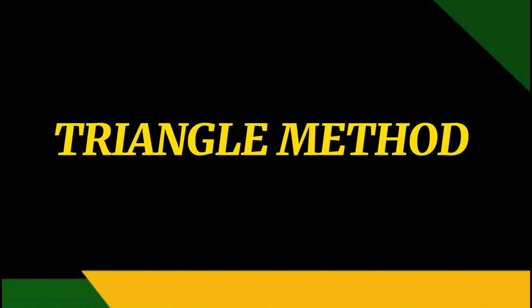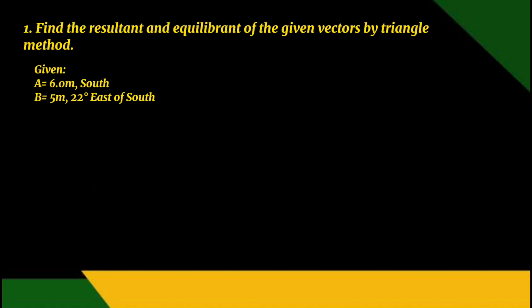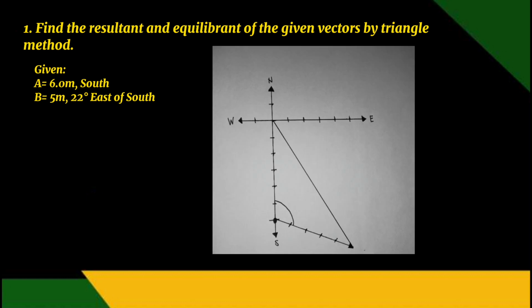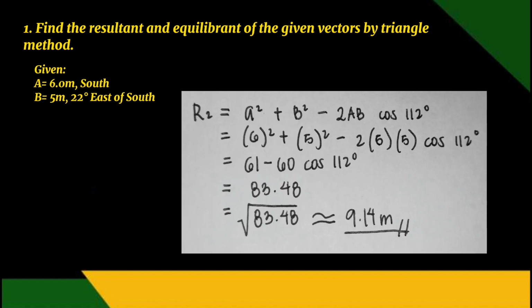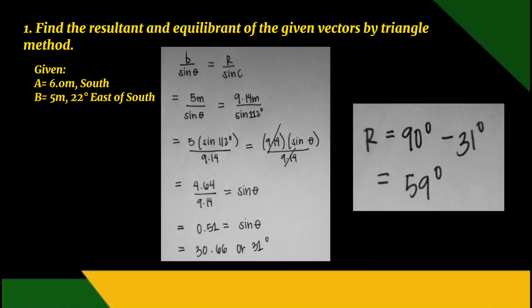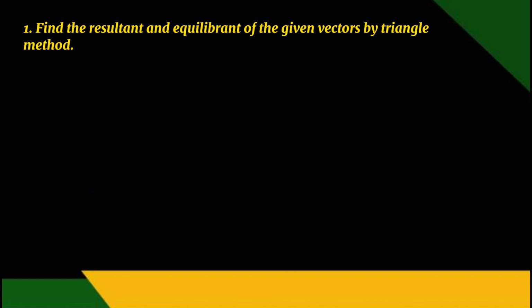Let's proceed to our next topic, which is the triangle method. Let's solve our first example, starting by graphing the given vectors. So our resultant and equilibrium will be 9.14 meters directed 59 degrees east of south.